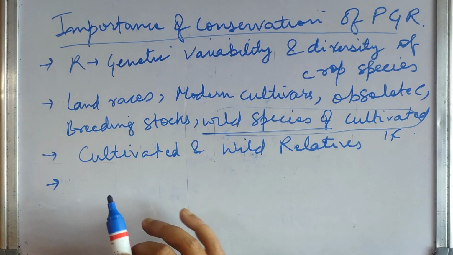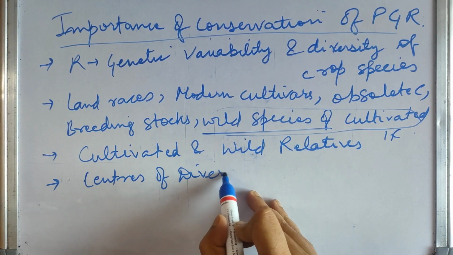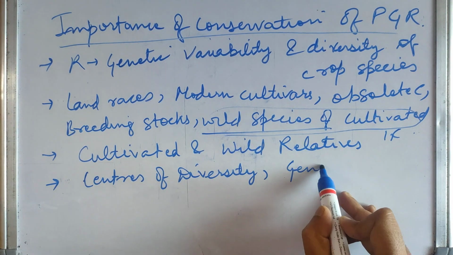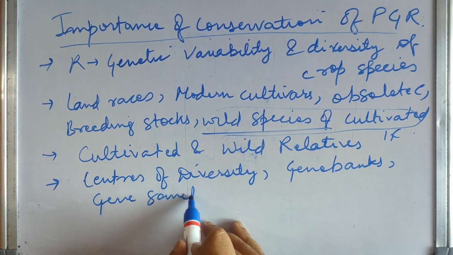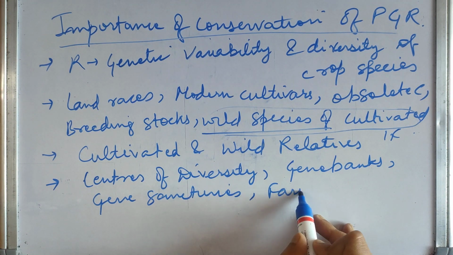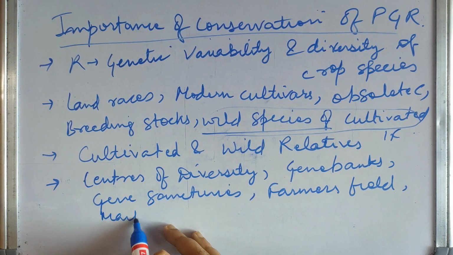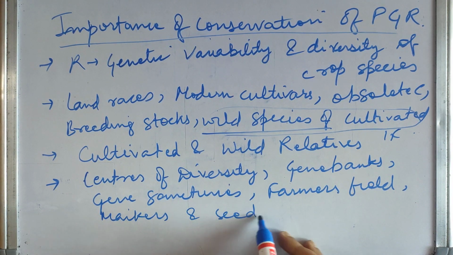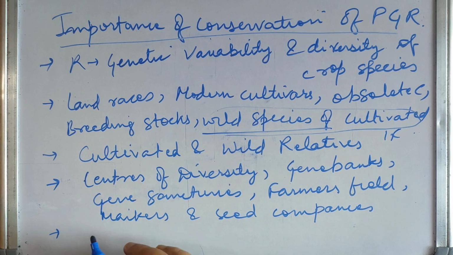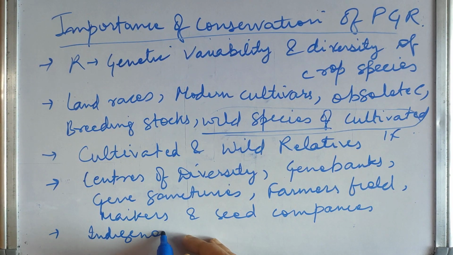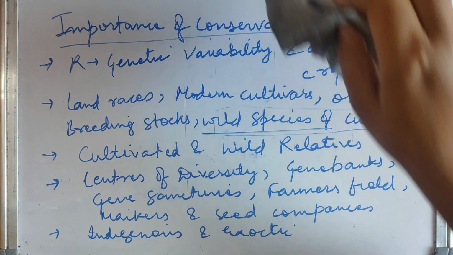It is collected from centers of diversity, gene banks, gene sanctuaries, farmers' fields, markers and seed companies. It can be both indigenous and exotic.